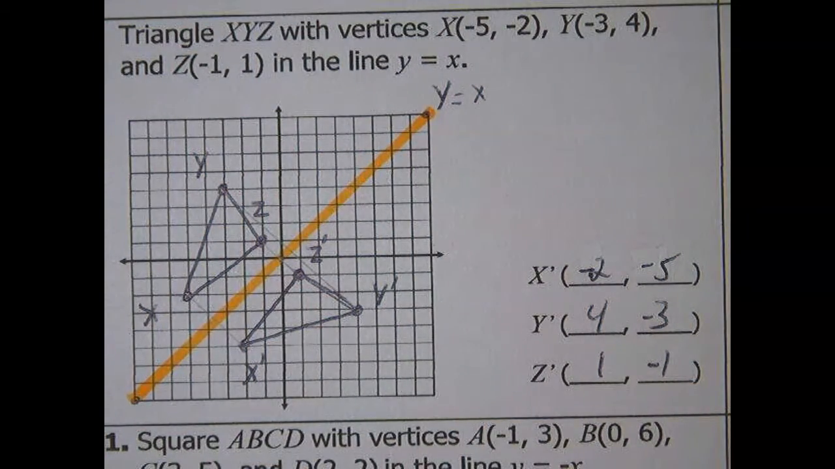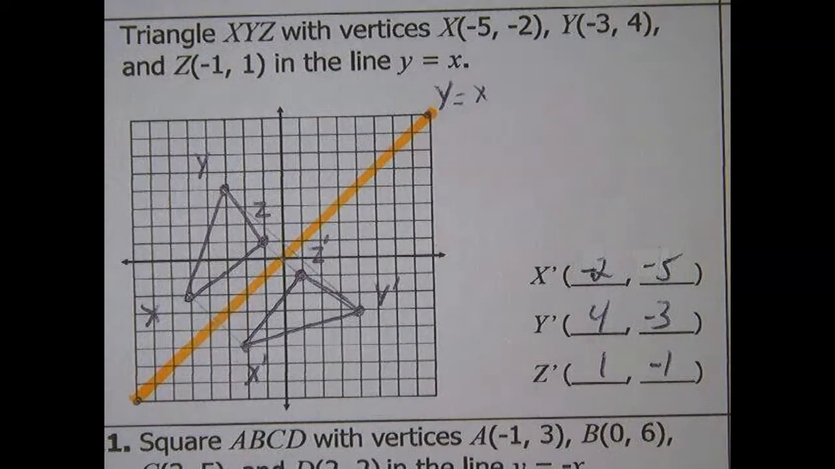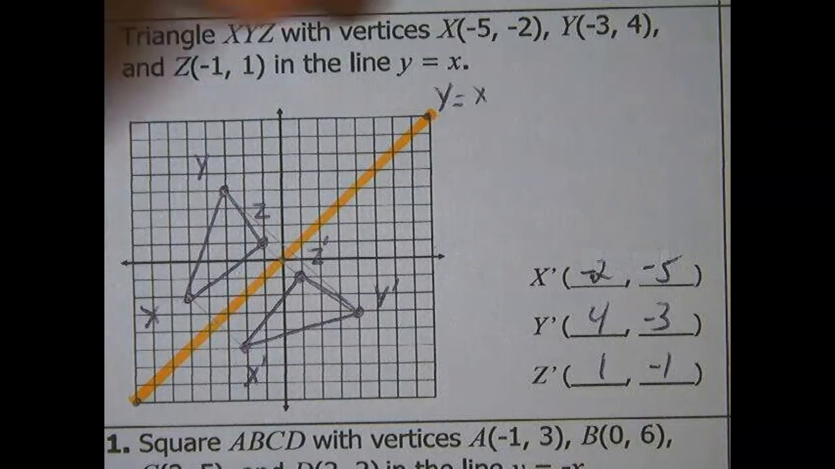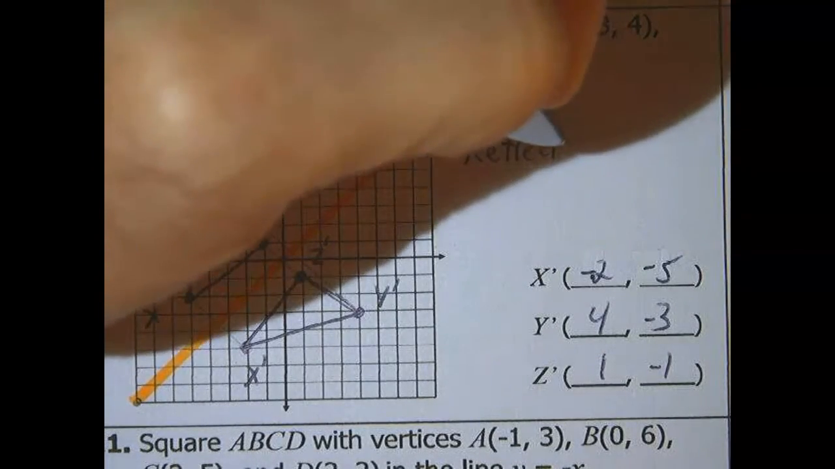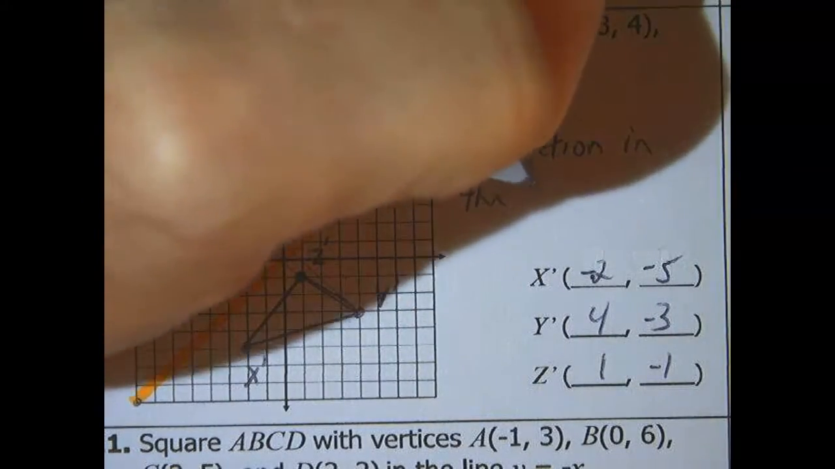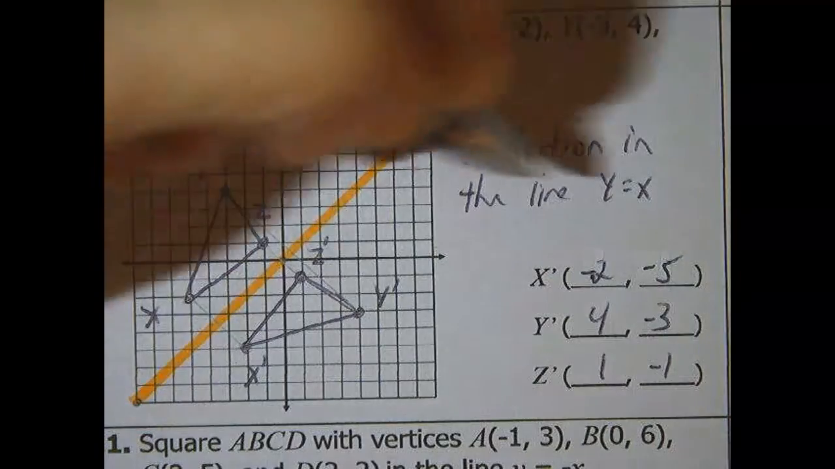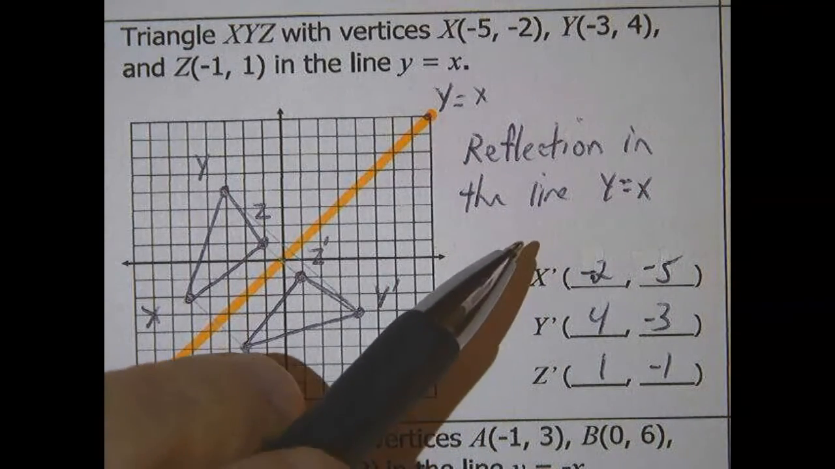Okay, so now let's think about this. Look at our original points, look at our new points, and we are going to now see a rule for the third of the big four. These are the big four lines. A reflection in the line y equals x.